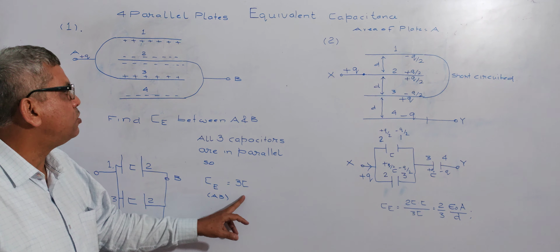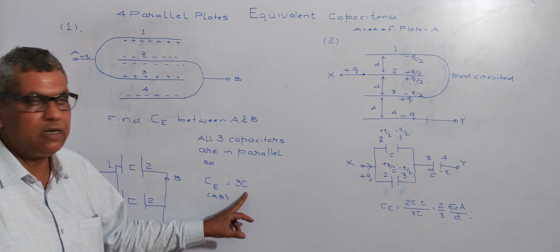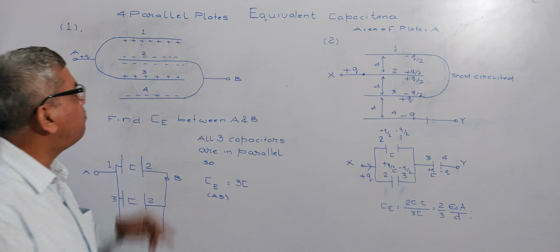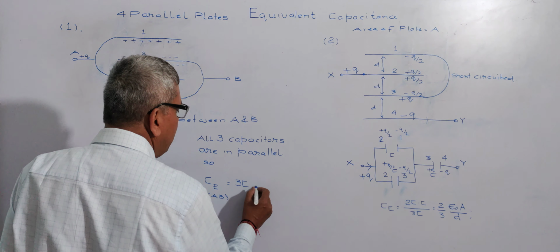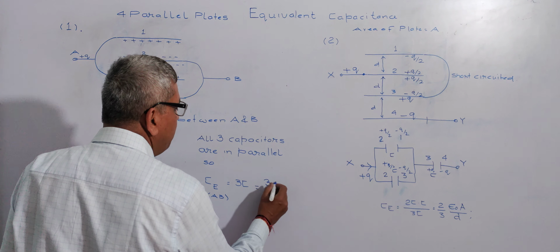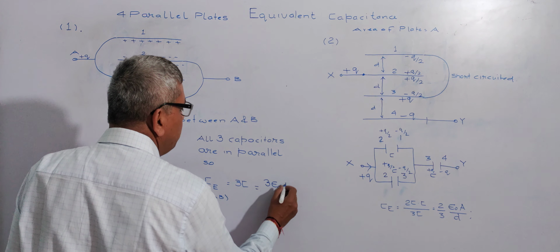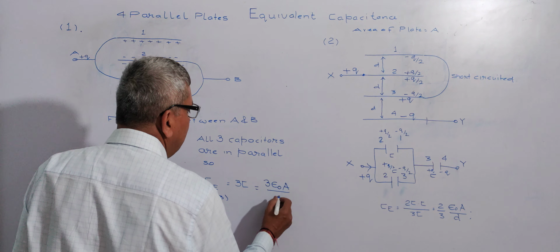So I can find out the equivalent capacitance is the sum of the three capacitors. So C plus C plus C is nothing but 3C. Now if A is area of plate and D is separation, then I can also write down the equivalent capacitance as 3 epsilon naught A by D.